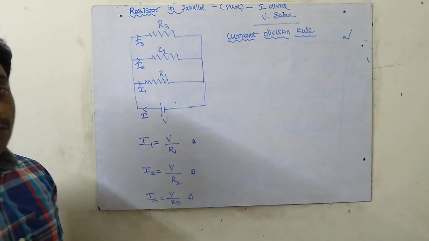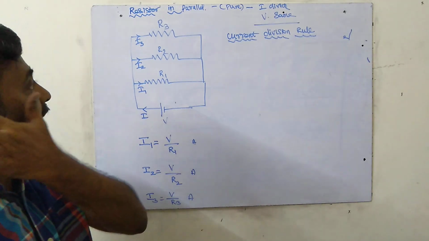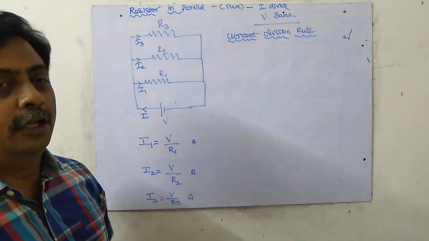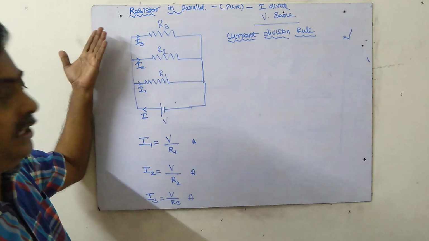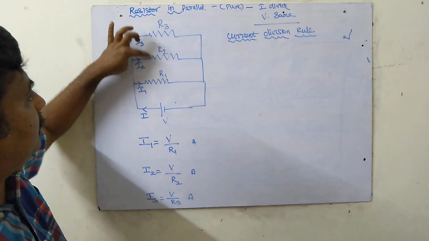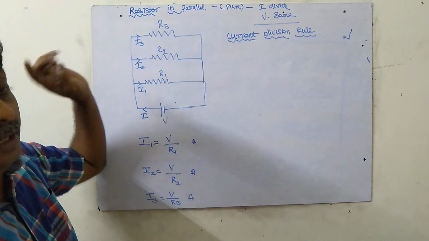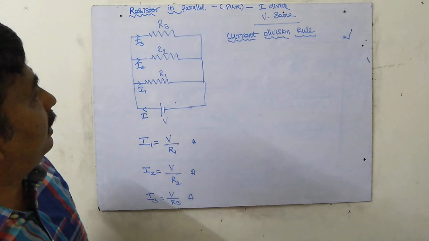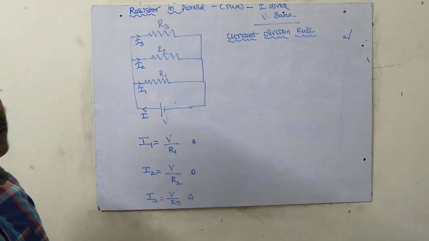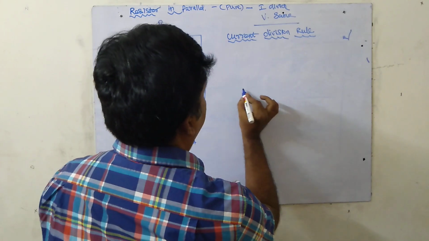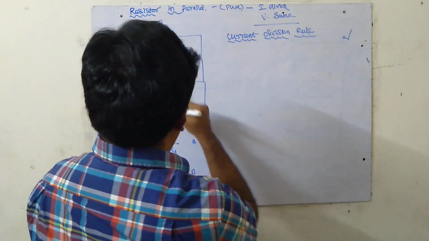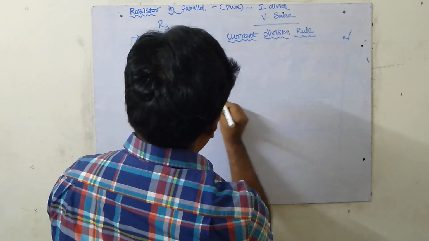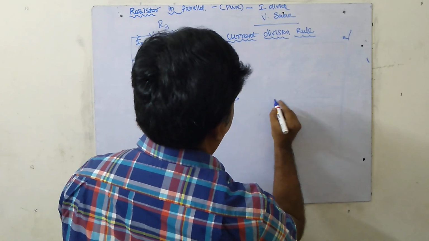How to find the current division rule? For that we need only 2 resistors in parallel. 3 resistors in parallel is very complicated, so we will have 2 resistors in parallel. Even if we have 3 resistors, is it possible to solve it as 2 resistors? When resistors are in parallel, I have forgotten the formula. What is the formula when 2 resistors are connected in parallel? When 3 resistors are connected in parallel, what is the total resistance? In which form can I convert this circuit?